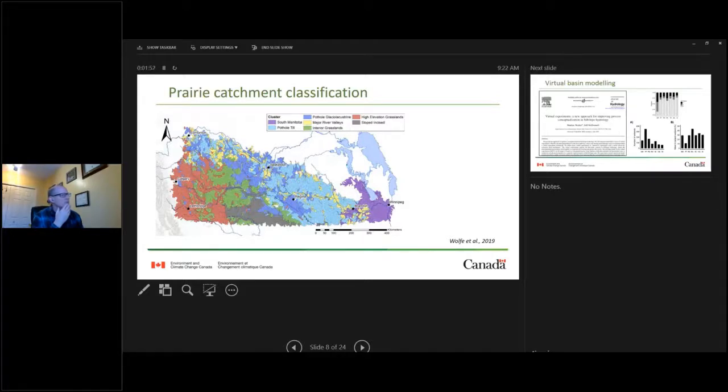And what we found was that all 4,000 or so roughly 100 square kilometer watersheds in the prairie ecozone could be classified into one of seven types, and that's shown with this map. This division is based on soils, topography, climate, predominant tillage practices, and wetland distribution.